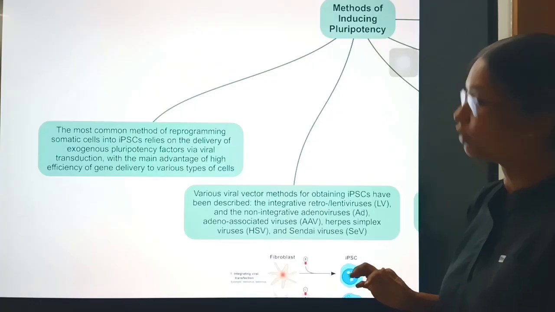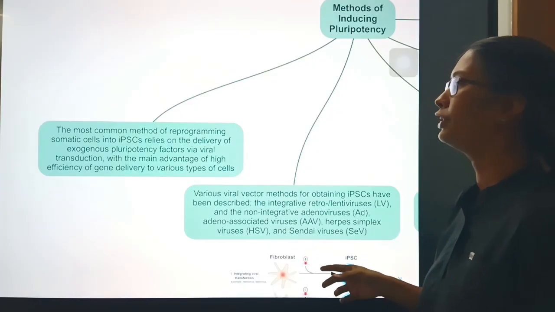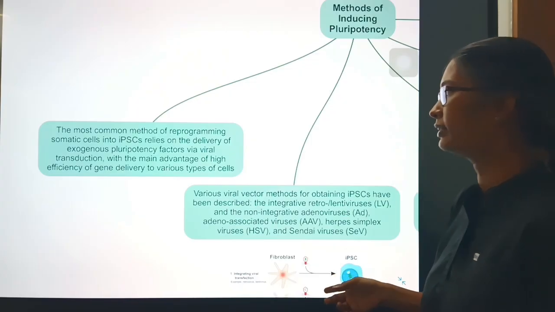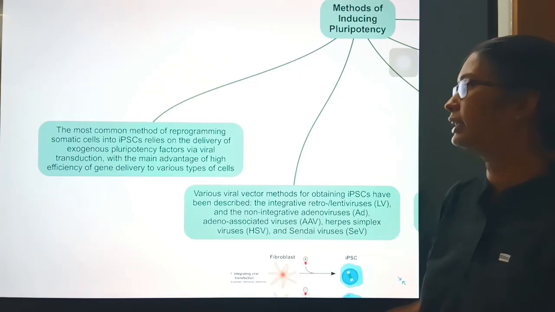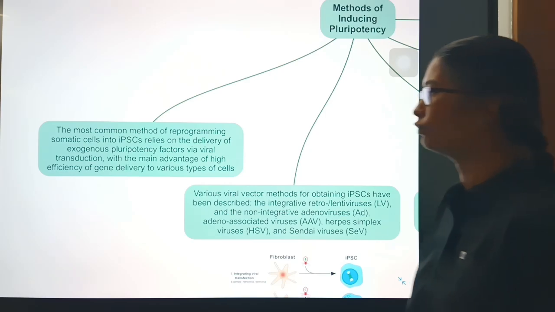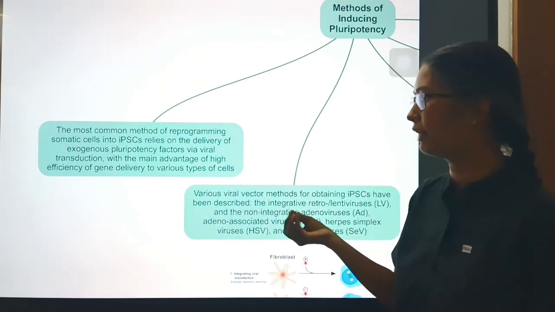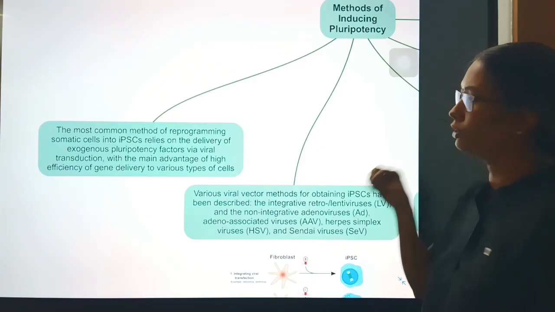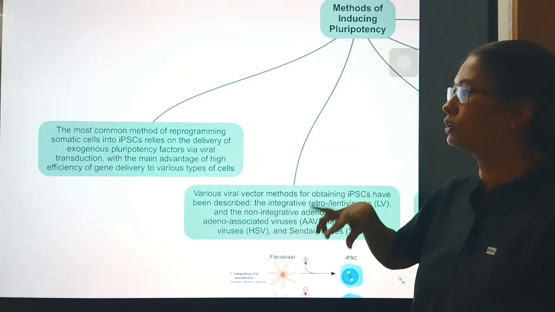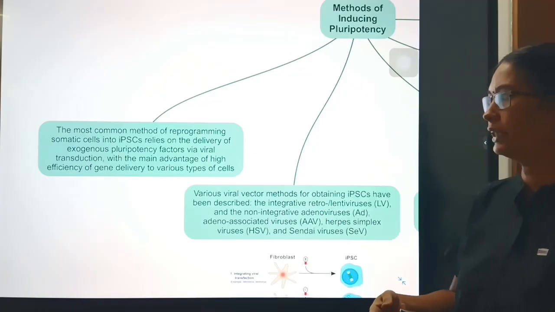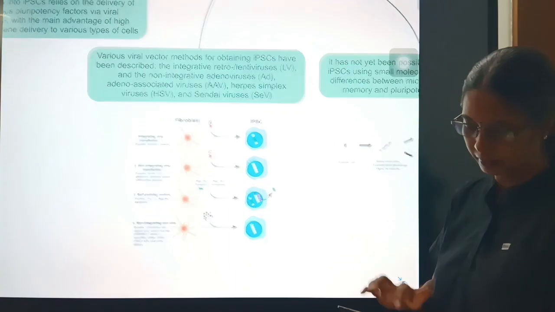The most common method of reprogramming somatic cells into iPSCs relies on the delivery of exogenous pluripotency factors via viral transduction, with the main advantage of high efficiency of gene delivery to various types of cells. When we want to provide a gene or a factor into a cell, which has to go into the nucleus, we use viral transduction, where the viral DNA goes and binds itself to the host DNA, and then it causes the translation of that particular cell.